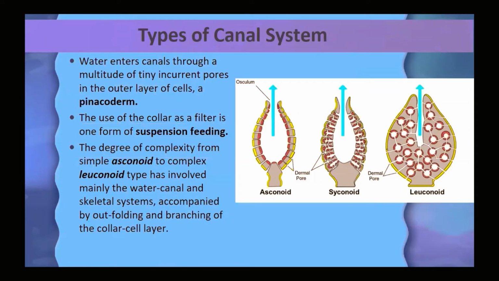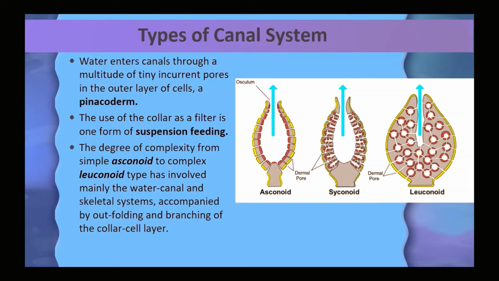Sponges feed primarily by collecting suspended particles from water pumped through internal canal systems. Water enters canals through a multitude of tiny incurrent pores in the outer layer of cells, known as pinacocytes. Incurrent pores called dermal ostia have an average diameter of 50 micrometers. You may be surprised to discover that a large sponge can filter up to 20,000 liters of water each day, and they non-selectively consume food particles.